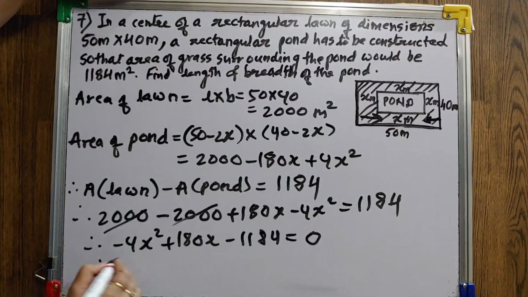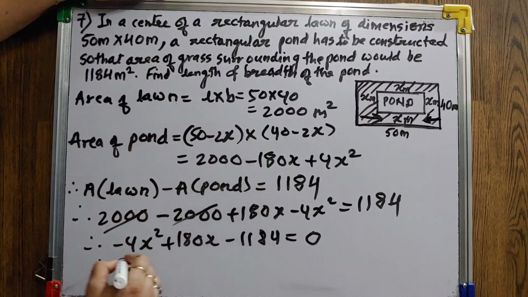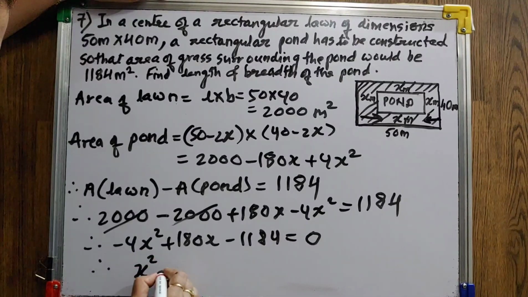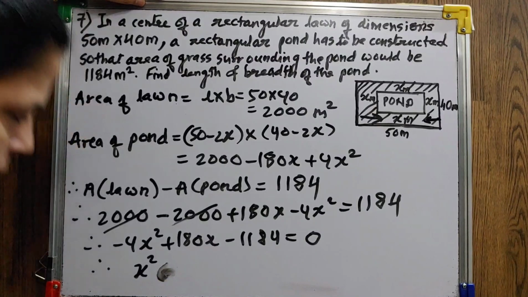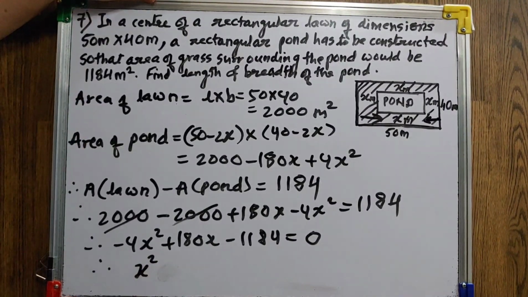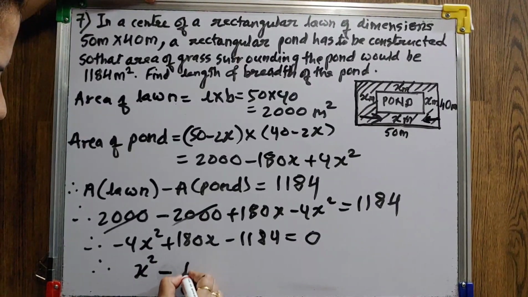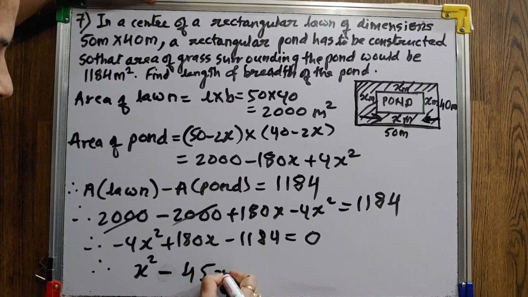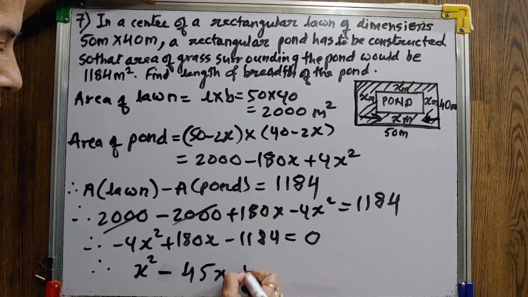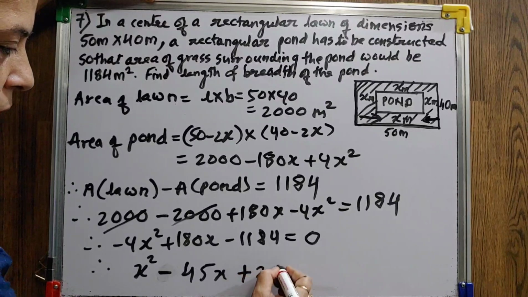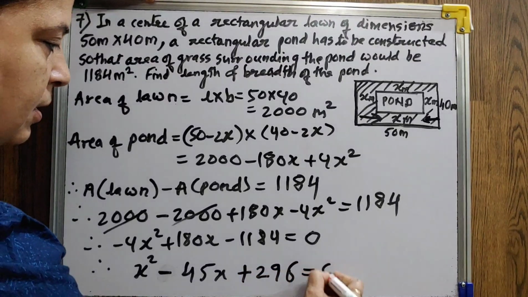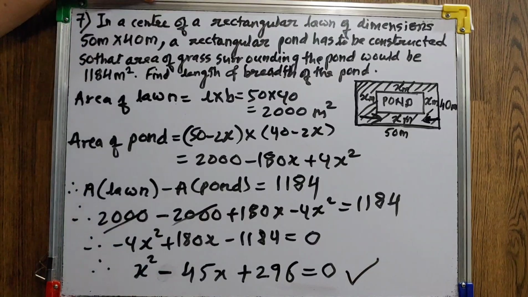Now when you change the sign and reduce, you will get x square. No, this positive will become negative. So it will be minus 45x. This will become positive, 2s are 9s are 6s are, 296. Now we got this quadratic equation.